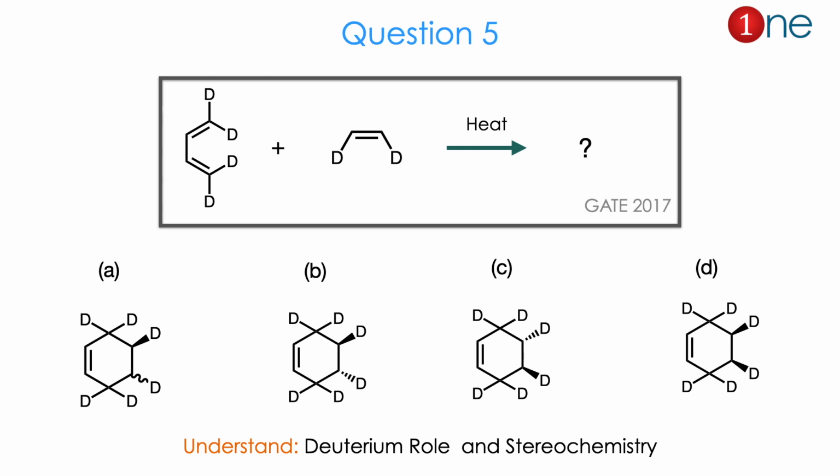Then question number 5. The starting material is a conjugated diene attached with 4 deuteriums there, hydrogen replaced with deuterium. You are reacting with an alkene, which also has deuterium. You are heating it up, and they ask you to find the product.